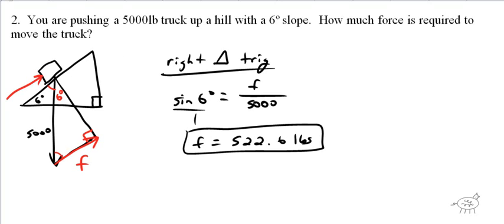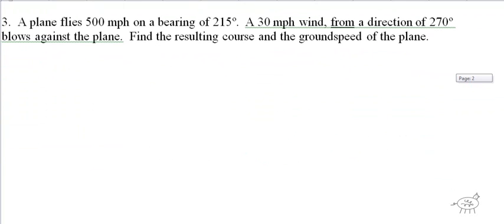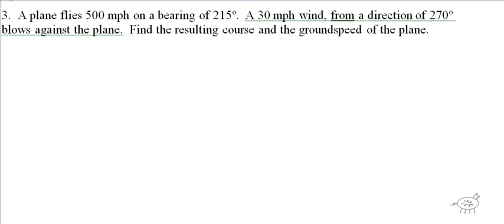All right, so those are, I think, the easier of the problems. And then we switch to the next page here. I think these are a little more challenging, but they're not bad once you practice them. All right, so a plane flies 500 miles an hour on a bearing of 215 degrees. So let's do that.